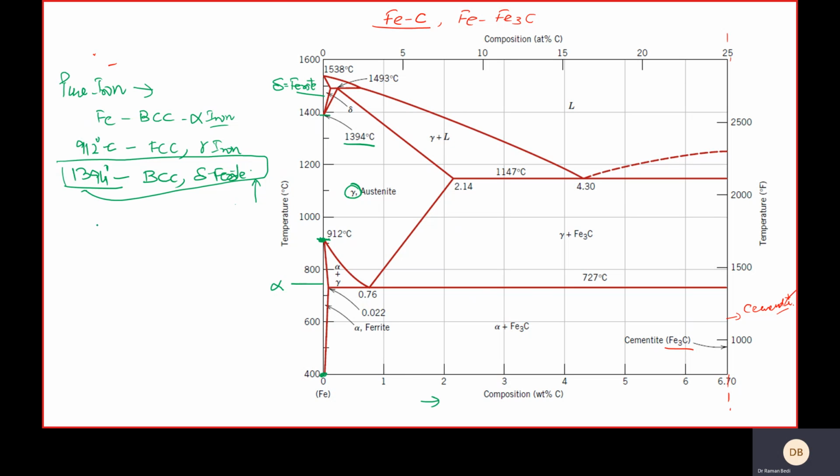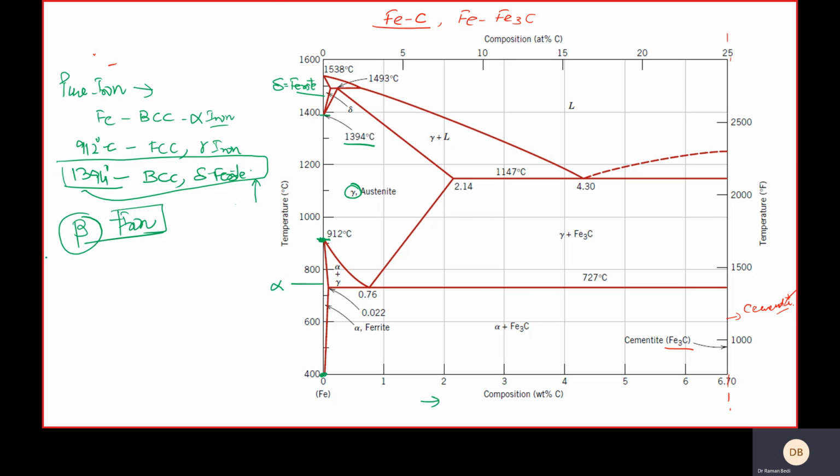You may have noticed here that we are talking about alpha, gamma, delta. There is nothing called beta iron here. So why don't we talk about the beta phase also? I'll explain in a moment why that does not happen. Okay. With respect to this alpha iron, gamma iron and delta iron, we find further that the solubility limit of carbon in iron is varying.